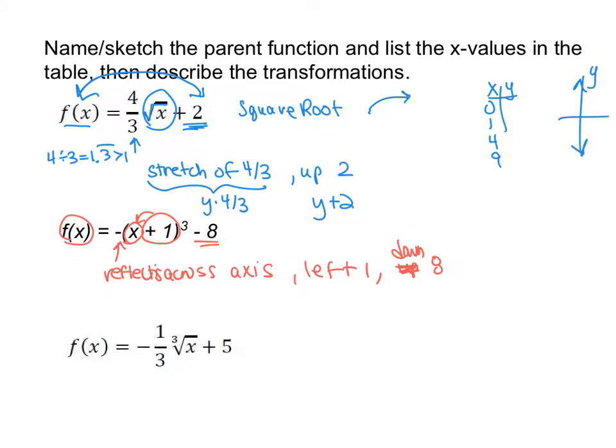Now, algebraically, what this would mean is this. So again, everything that's outside, so this is outside, is going to affect the y in the same direction. So this is going to be a y times a negative 1.